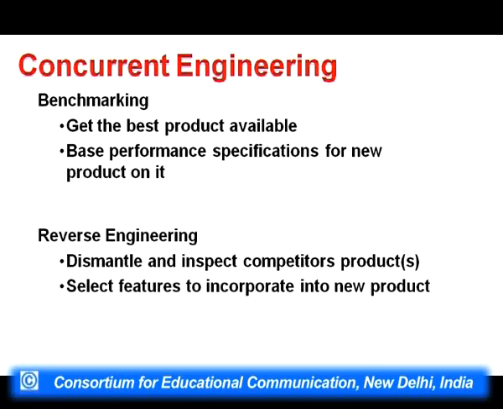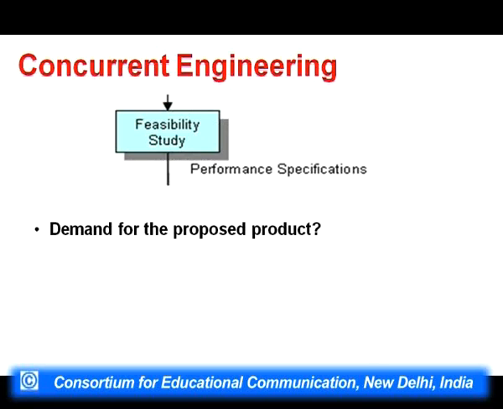Competitors' good products are taken and dismantled. What has gone into the product is seen clearly by the research and development department of our company, and they select the features to incorporate into the new product, and this is done through reverse engineering. So, we have discussed perceptual mapping, benchmarking, and reverse engineering, which are the sources of designing the product.